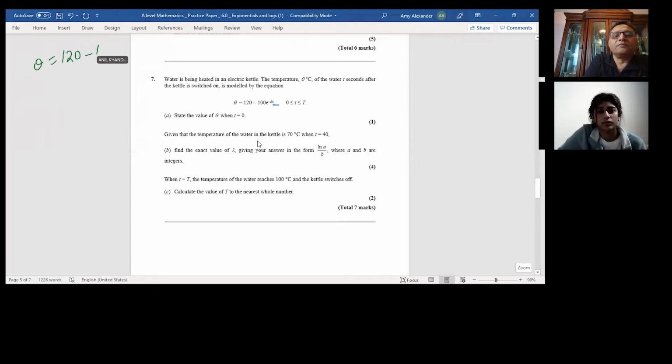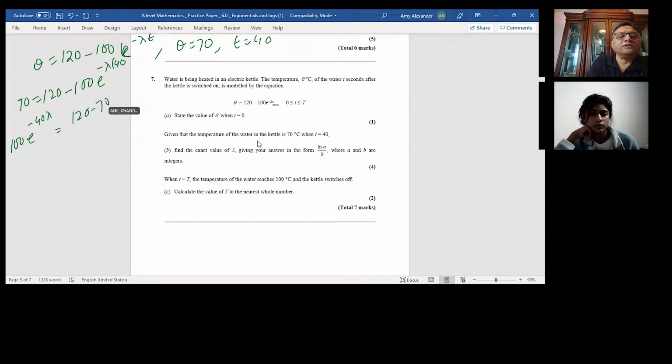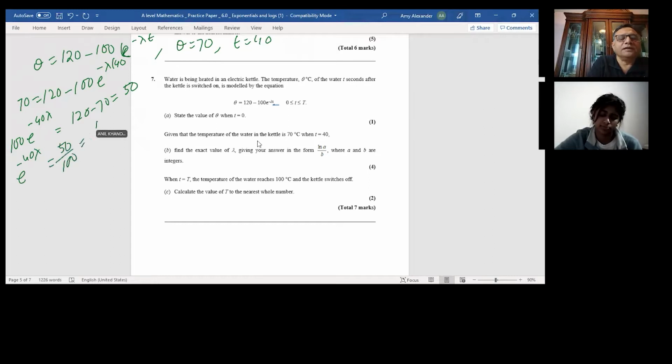Correct. We have this equation, theta equals 120 minus 100 e to the power of minus lambda t, right? Now we are given that theta is 70 and t is 40. So we'll just substitute this value. So 70 equals 120 minus 100 e to the power of minus lambda times 40. So bringing this here, we get 100 e to the power of minus 40 lambda equals 120 minus 70, which is 50. So e to the power of minus 40 lambda equals 50 over 100, which is half.